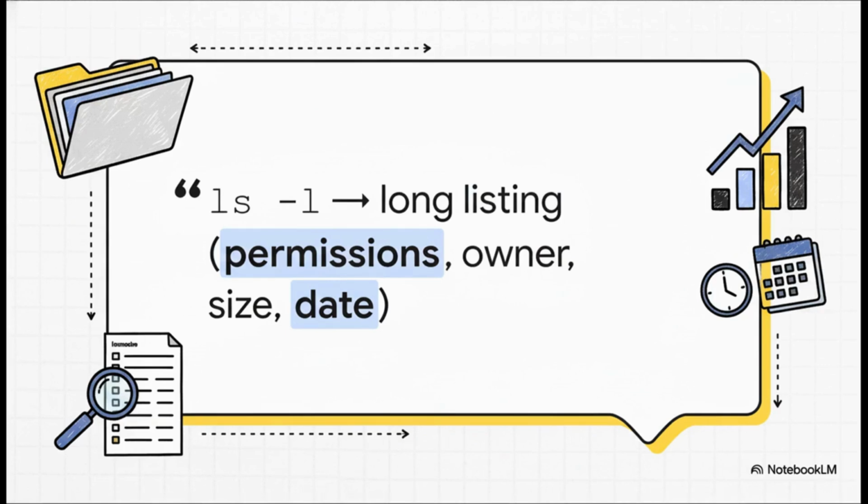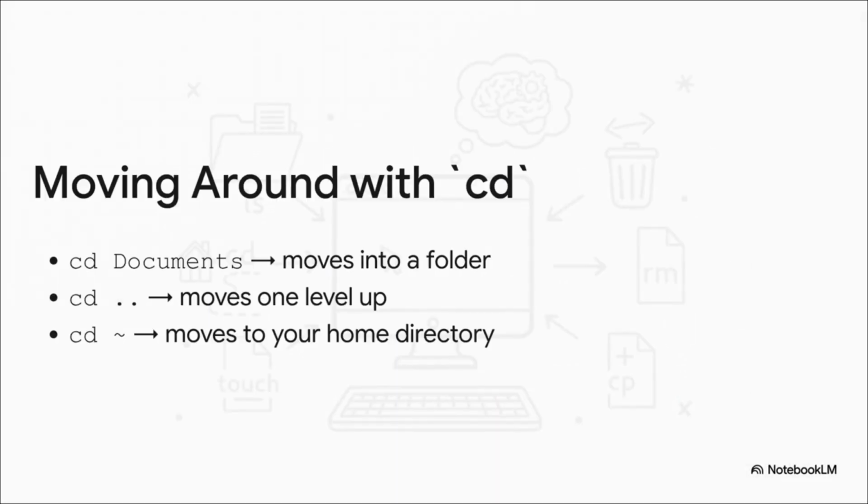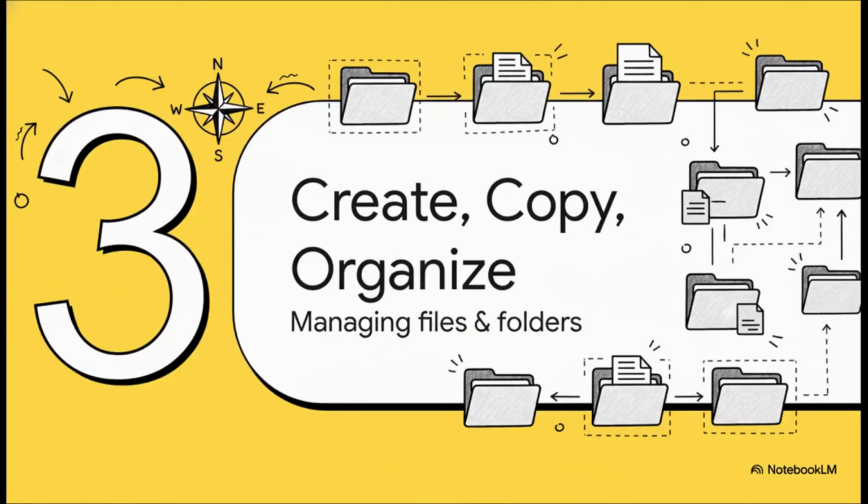But here's where it gets really interesting. Add that little -l option, and that simple list of names transforms into this detailed report. All of a sudden, you can see who can read or write the file, who owns it, how big it is. It's a huge leap in the amount of information you get. And to actually move around, we use cd, which stands for Change Directory. It's really straightforward. cd and a folder name to go into it, cd .. to go back up one level, and cd ~, that's your express ticket straight back home, no matter where you are.